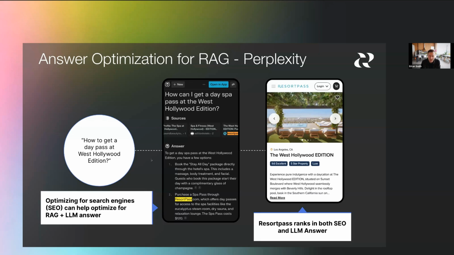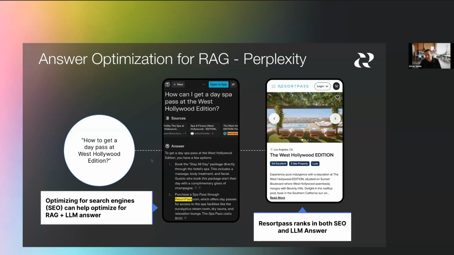And a specific example of that here is, Resort Pass wants to show up for a keyword, which would be day pass West Hollywood Edition. So a question version of that would be, how do I get a day pass for West Hollywood Edition? And this is in Perplexity, which is a search engine plus LLM, and you'll see that they not only mention Resort Pass, but are basically saying you should go to Resort Pass. So this is the perfect outcome for Resort Pass, where the answer says go to this site and get a day pass there.